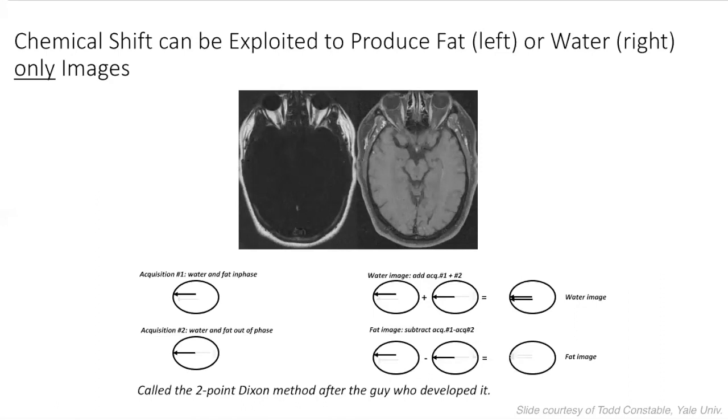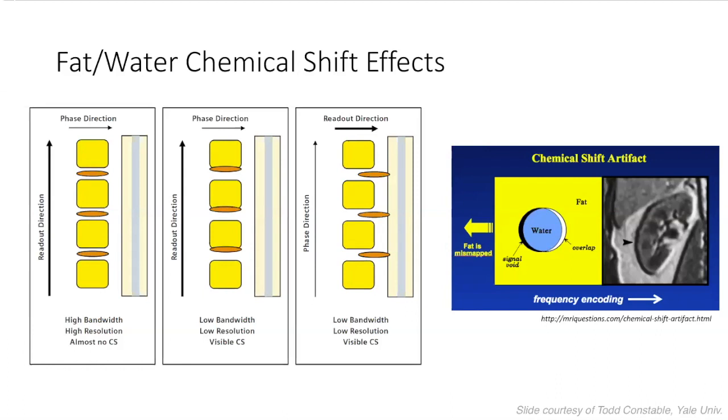separate fat and water. But an issue does arise: if your center frequency is set to water, then fat is mismapped as water resonating at a slightly lower frequency. So you get this shift of the fat. What that does to your image is that you get a signal void, where you get destructive interference of the fat and water.